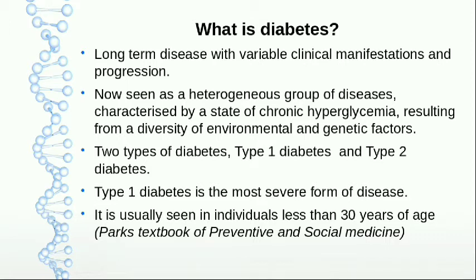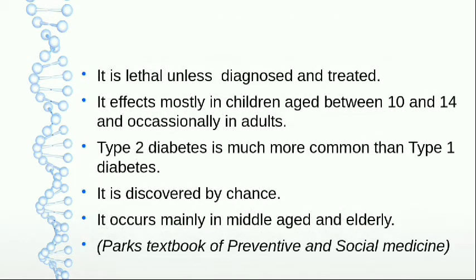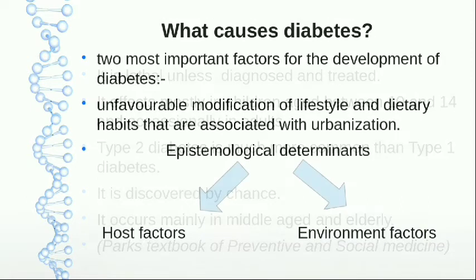There are two types of diabetes, type 1 diabetes and type 2 diabetes. Type 1 diabetes is the most severe form of diabetes. It is usually seen in individuals less than 30 years of age. It is lethal unless diagnosed and treated. It affects mostly children aged between 10 and 14 and occasionally adults. But type 2 diabetes is much more common than type 1 diabetes. It is discovered by chance. It occurs mainly in middle-aged and elderly people.